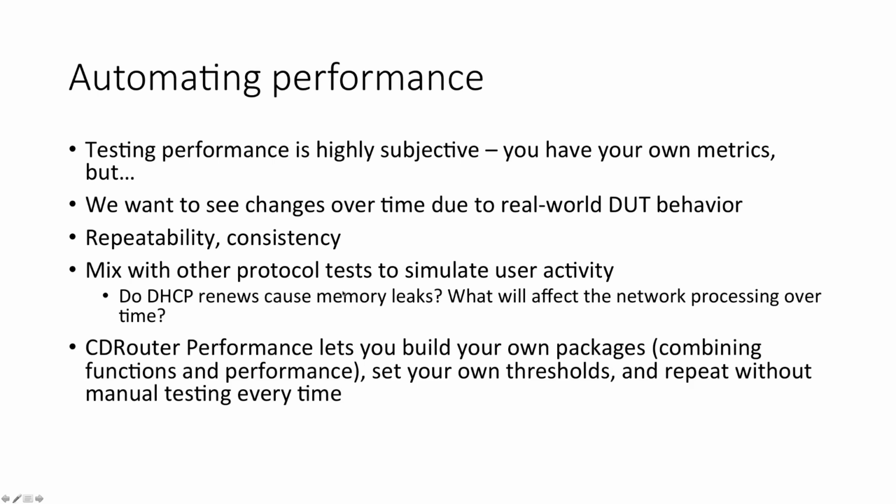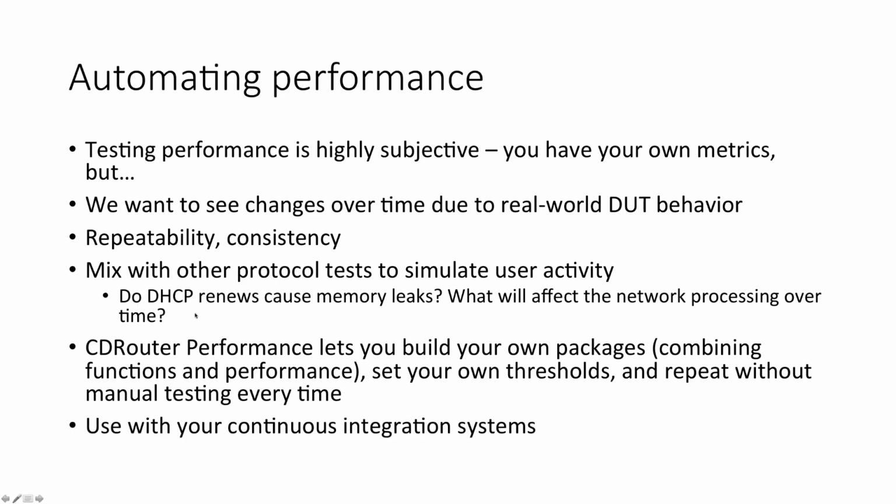The CD Router Performance add-on lets you build test packages that do these combinations and executes them consistently. You can set your own thresholds for success and failure. So if you know that 90% is the number you're looking for, you can do that. And of course, it also works with continuous integration through the CD Router API. So if you're trying to improve performance with firmware revisions, you'll be able to do that.